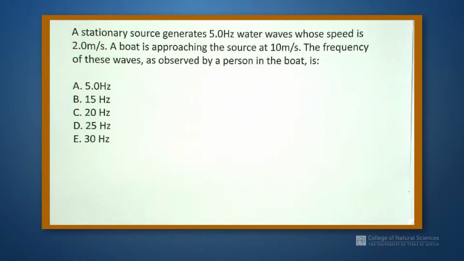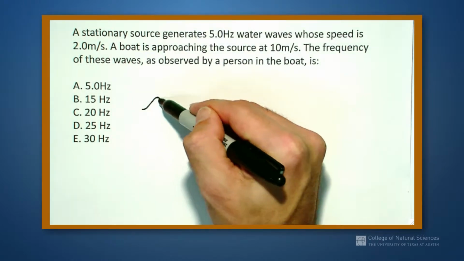All right, this problem says that we have a stationary source that generates 5 Hz water waves whose speed is 2 meters per second. And a boat approaches a source at 10 meters per second. The frequency of those waves observed by the boat is what?